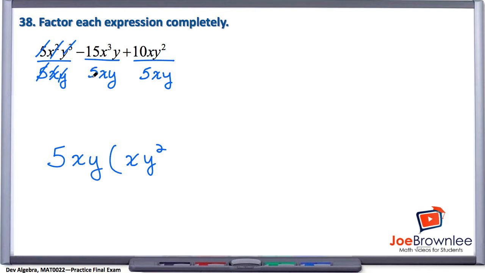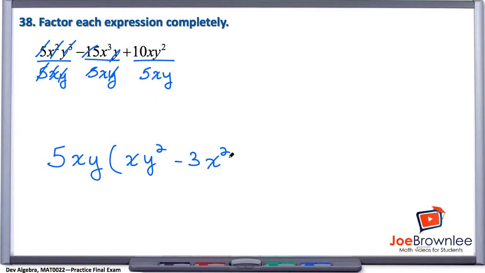We have negative 15 divided by positive 5. That gives us a minus 3. We have x cubed over x. We're top heavy by 2. And y over y, well, these cancel, so we don't have any y's in this second term.